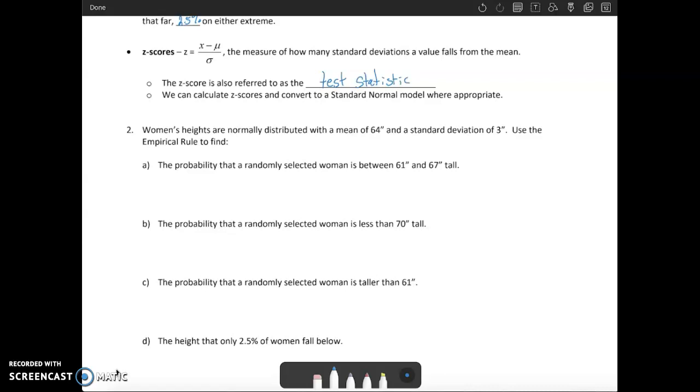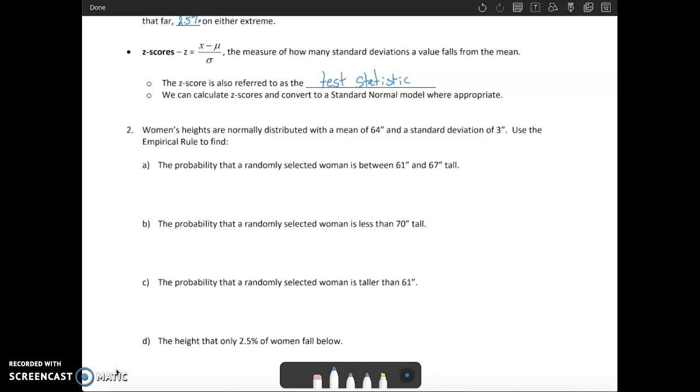And you can calculate these z-scores and convert basically to a standard normal model where appropriate, where you calculate what is the mean in the center, 0, and how many standard deviations, counting 1, 2, 3, or -1, -2, -3 out on either end. So let's use the empirical rule to find some probabilities.